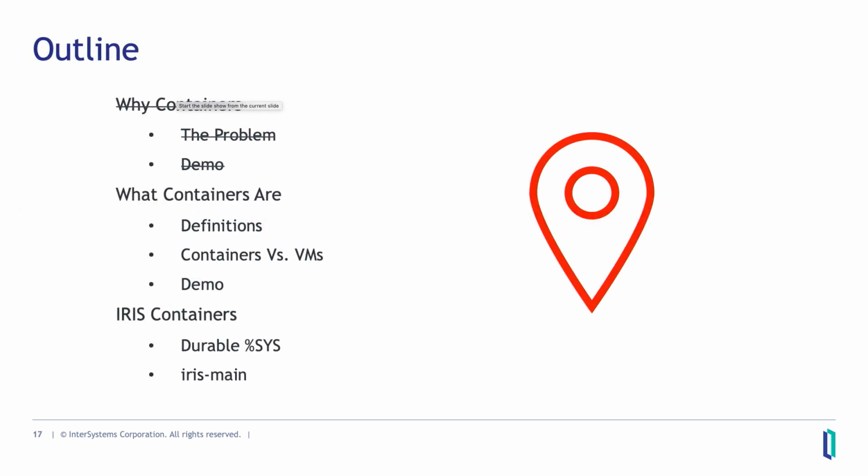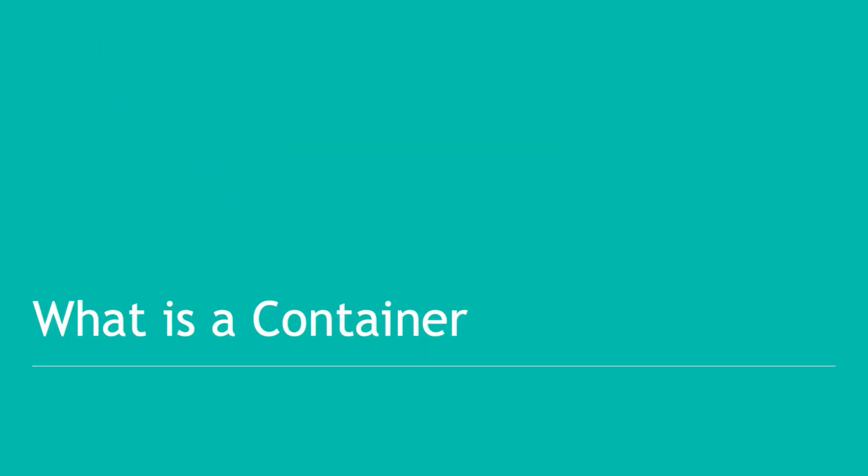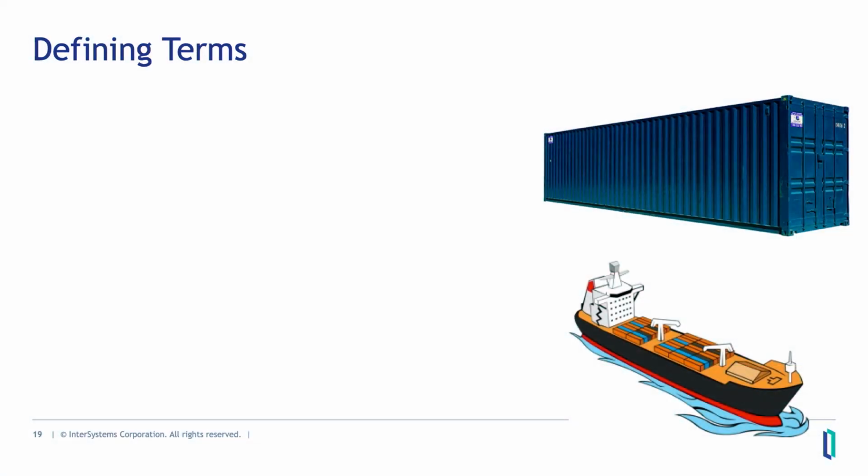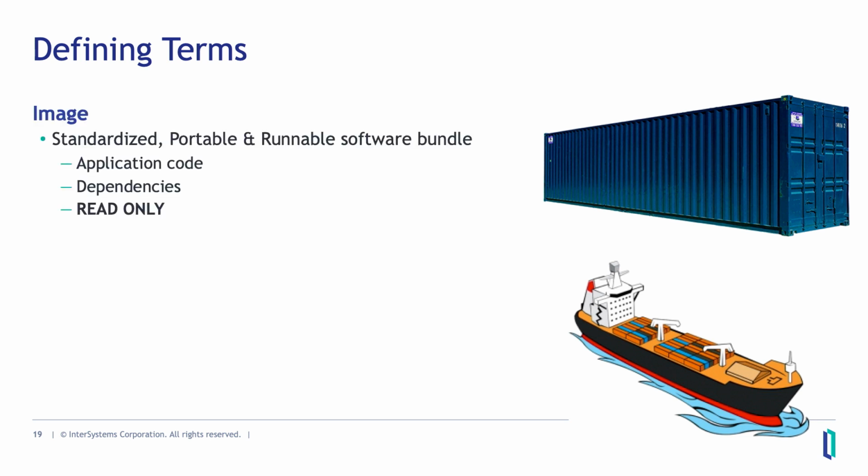Okay, so we talked a little bit about why we want to use containers and about getting consistent, repeatable deployments of our software across environments. Let's talk a little bit about what a container actually is, which will hopefully make that command I just ran make a little bit more sense. Okay? So what's a container? There are two primary terms that we use when we're talking about containers. Okay? The first one is an image. Okay? And so an image is this standardized, portable, runnable software bundle.